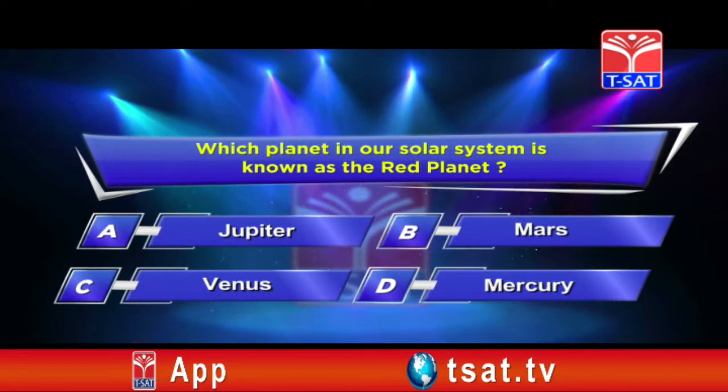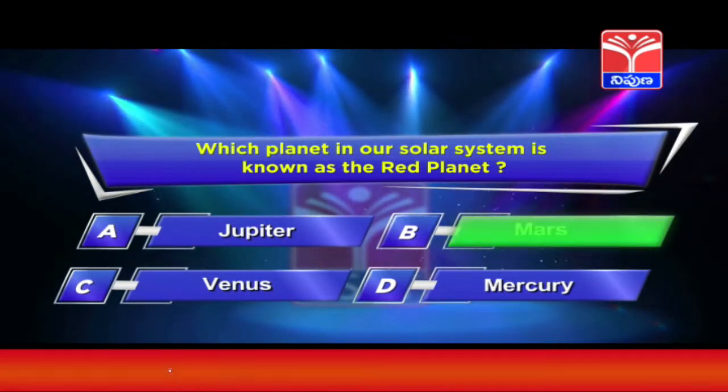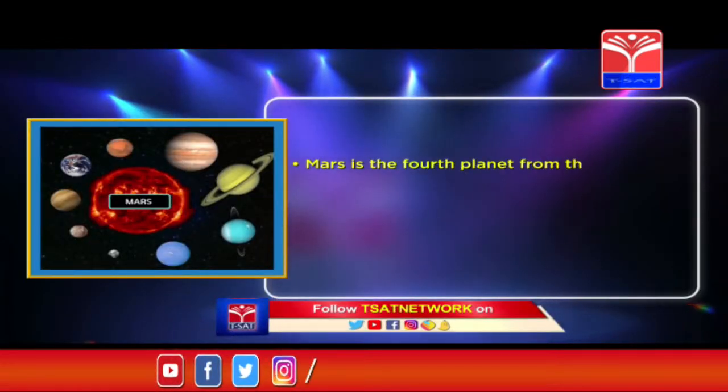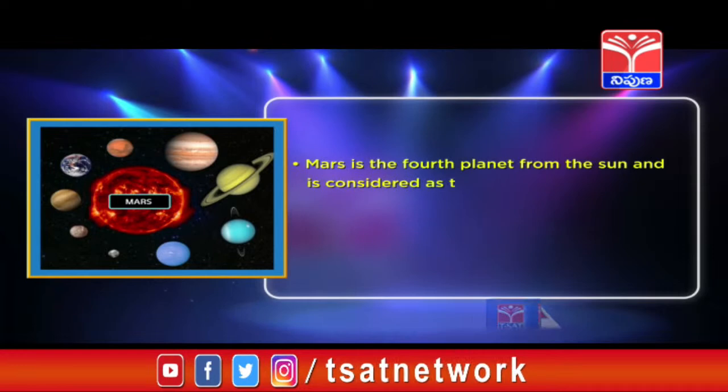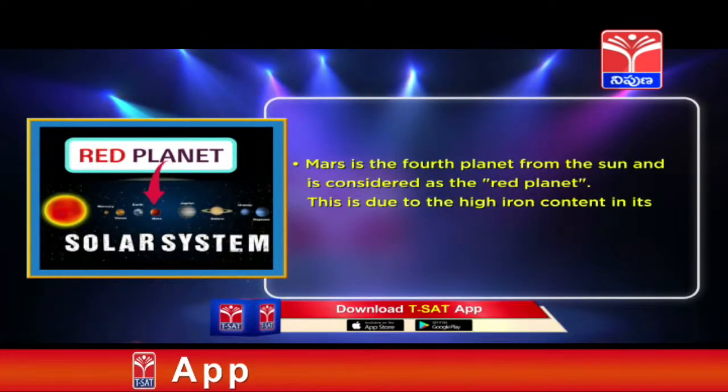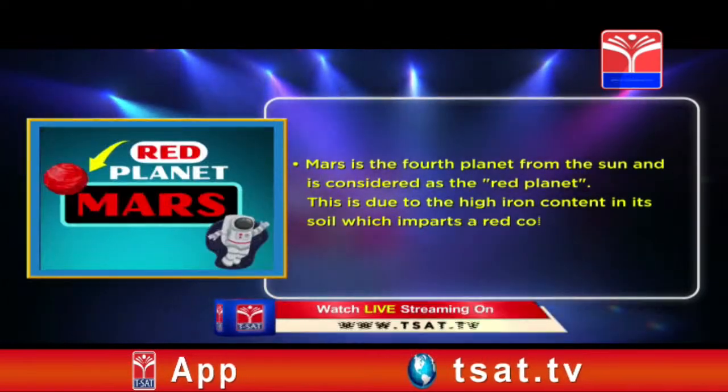The correct answer is option B, Mars. Mars is the fourth planet from the Sun and is considered the red planet. This is due to the high iron content in its soil, which imparts a red color to the soil.